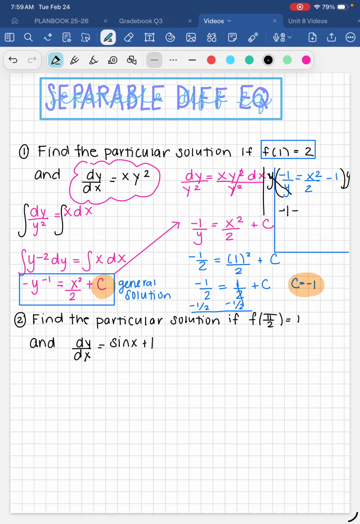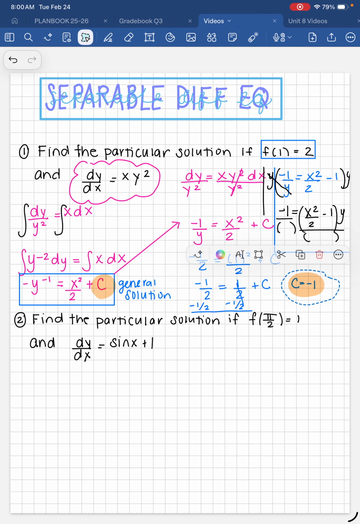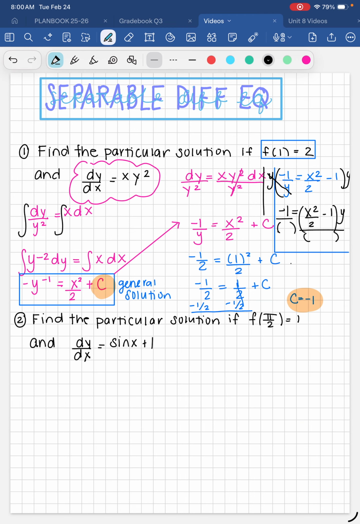And we're going to get negative 1 equals x squared over 2 minus 1, times y. And then I'm going to divide both sides by the parentheses, and we're going to get a final answer. Let's move this down. Y equals, because those are going to cross out, negative 1 over x squared over 2 minus 1. And if this was multiple choice, you probably would have to simplify it further. Okay? So I'm going to do this next one a little bit quicker.